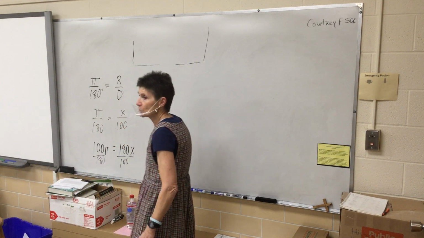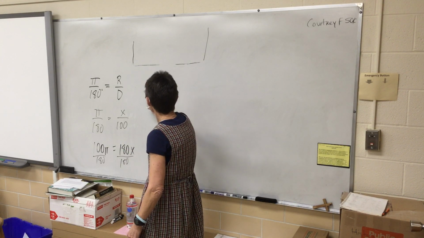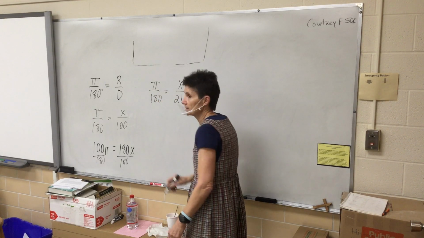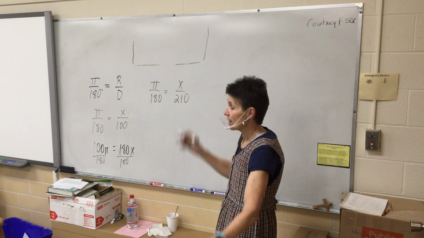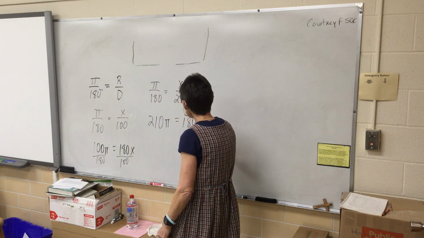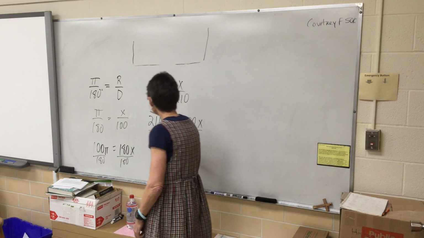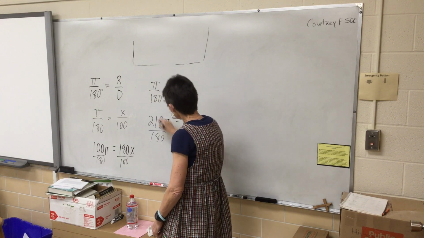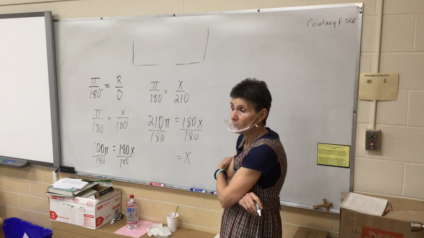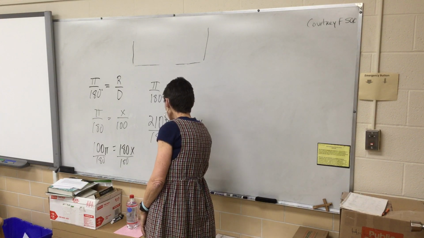He's got the proportion. What proportion did you set up? Pi over 180 equals x over 210. Perfect. Everybody okay with that? So now we cross multiply. So 210 pi equals 180x. Divide both sides by 180. Cancel out the zeros. We have 21 over 18, which are both divisible by 3. So that's how we ended up with 7 pi over 6.